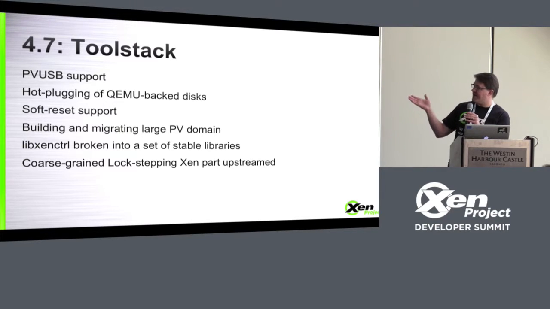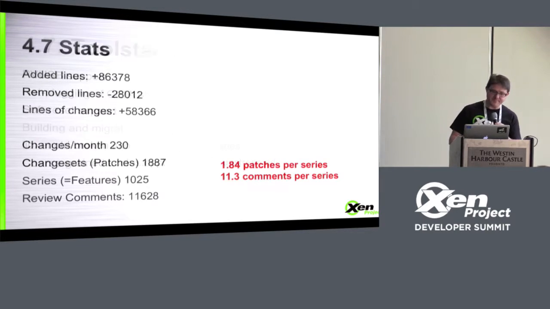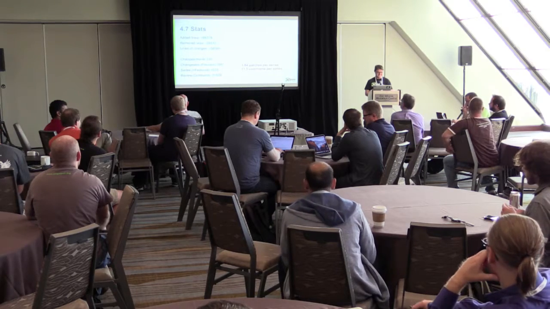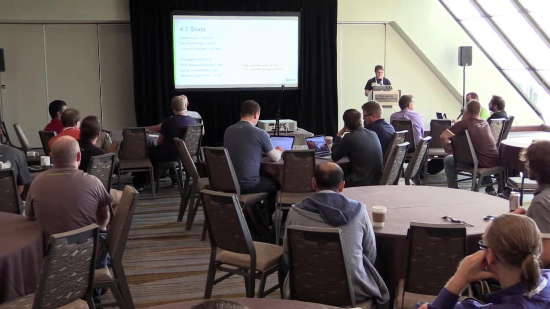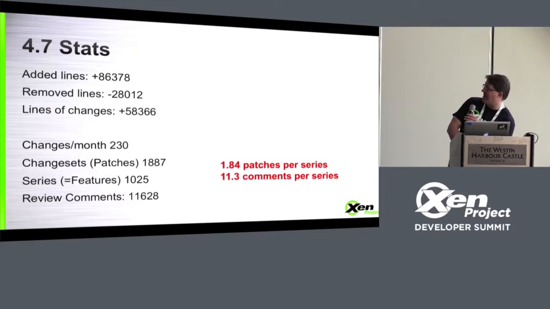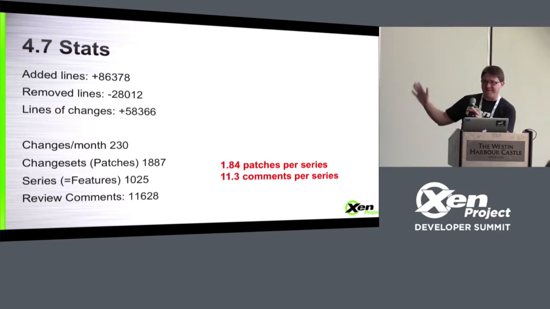libxenctrl broken into a set of stable libraries. That's just a maintenance kind of feature. The COLO stuff that the Fujitsu guys have been working on, the Xen part of that has been upstreamed. And I think, did you want to say anything about this? There's a few stats, you know. Right, so this was not in the slides that I got, so I don't have anything to say about this. I'll think about it for a bit and then move on.